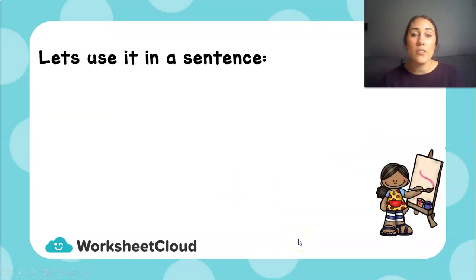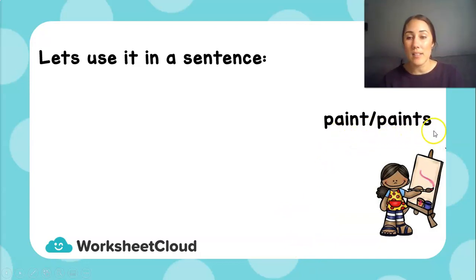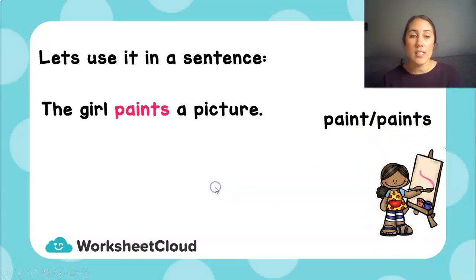So let's use that verb in a sentence. Here's a little girl and she has a paintbrush in her hand. She's busy painting on that page. So paint is my verb. Paint or paints. Now remember there's one girl. So we're going to say the girl paints a picture.